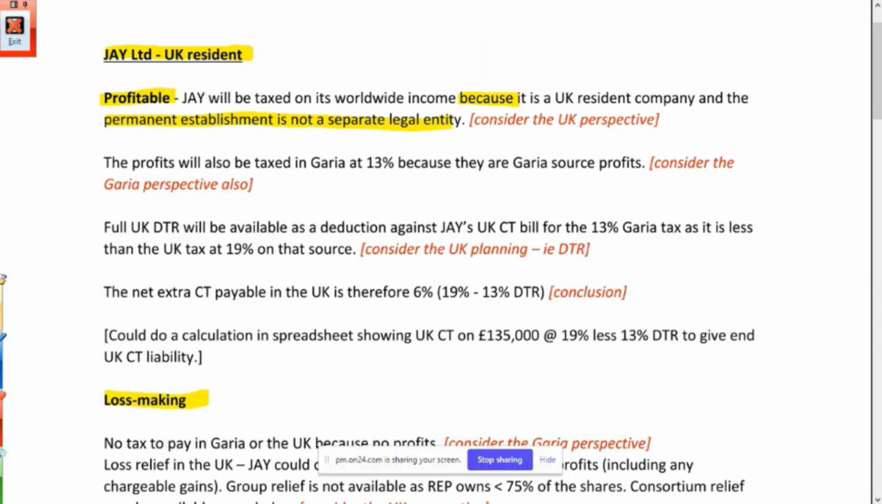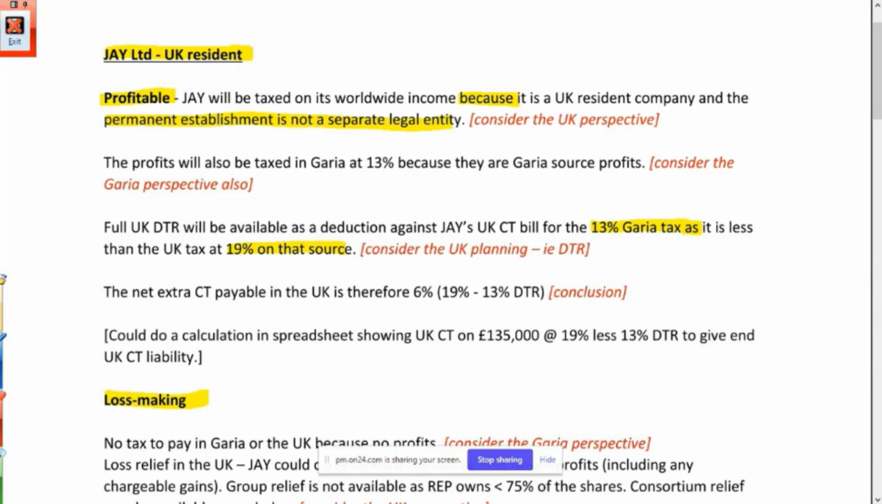Now, there's no double tax treaty, so we'd rely on UK's unilateral tax rules, where we, on our side, give double tax relief. So full UK DTR will be available as a deduction against J's UK CT bill for the 13% Garia tax, as it's less than the UK tax. There's the word as. See the word as? That's an explanation. Why is the full deduction available of 13% against the UK tax? Because it's less than the UK tax on that source. So that's a wee bit of planning I've put in there.